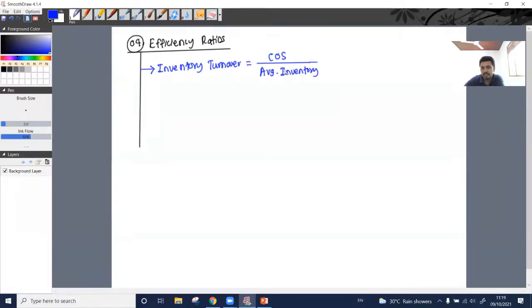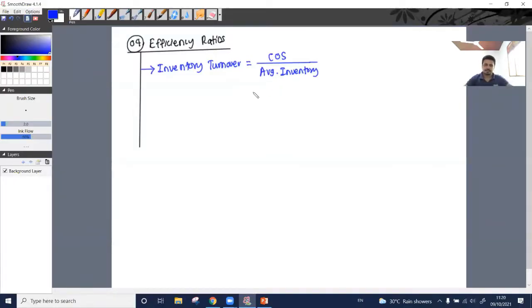That is why we are considering an average, not just only the ending balance. Otherwise, the numerator is a value for a period, while the ending balance is as at the financial year end date. It will not tally and will not reflect exactly what we need. That is why we are considering the average inventory.